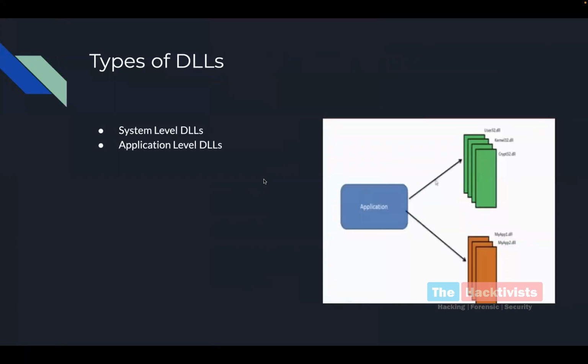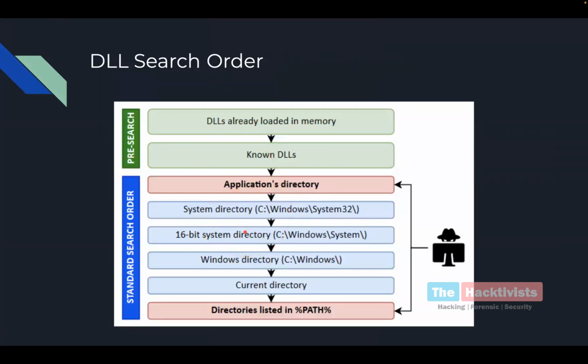We will majorly be focusing on application level DLLs, which come by default with the bundle of the application, or which might get extracted during the installation. Because of the hierarchy the application follows whenever it loads any DLL, this is the order where it will search. First it searches in system32, then the system folder, then the Windows folder, and then the current directory where the application is loaded. It will load the DLL if it finds it in the first place.